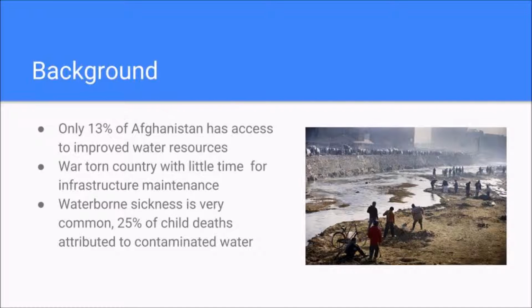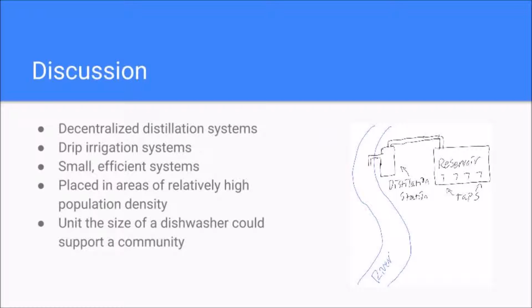In conclusion, we believe we need to find a way to create safe drinking water for the Afghani population, as well as create a system in which the demand for water is lessened in agriculture. In our project, we will use decentralized distillation systems and drip irrigation systems. Both systems used are small and efficient and will be placed in areas of relatively high population density to ultimately fulfill our goal of providing clean water to Afghanistan.